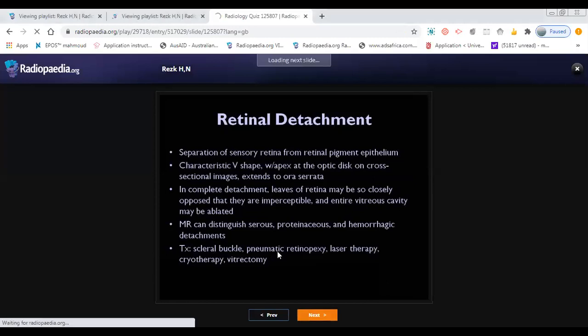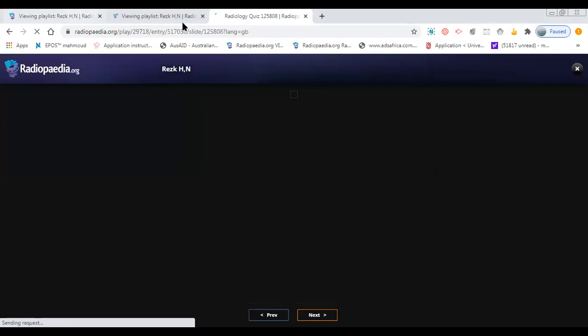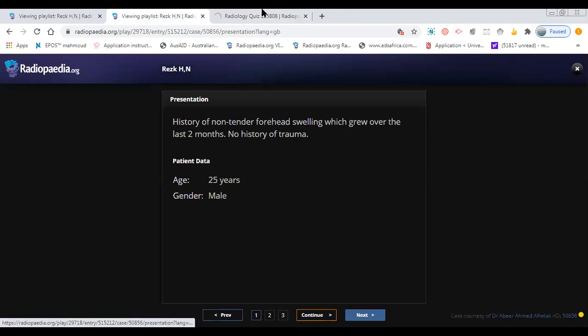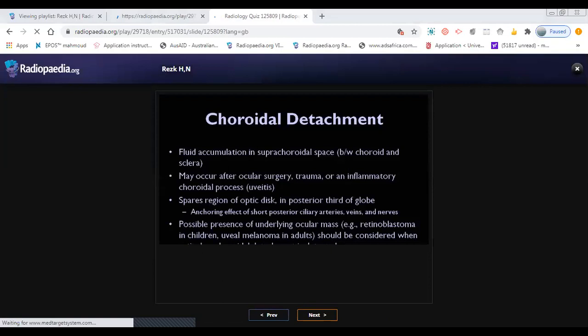You have another differential. So this is the choroidal detachment. Yes. So yeah, we mentioned it. Okay.